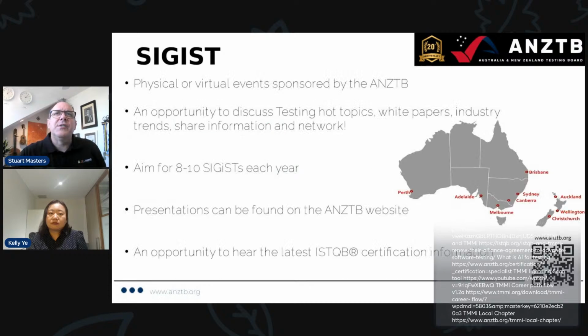All right, so SIGiST, these are online. We try and do one at least once a month, and in the past, pre-COVID, we had them on site in Melbourne, Sydney, Auckland, etc. We will be looking to do that in the future as well, just to build up those testing networks in each of those cities you can see on the map there.